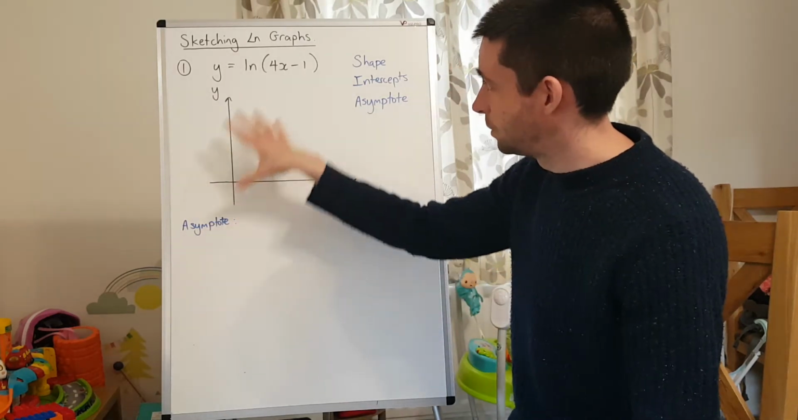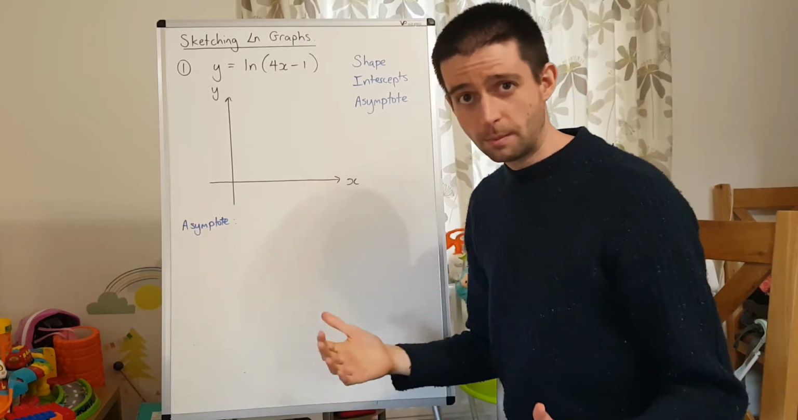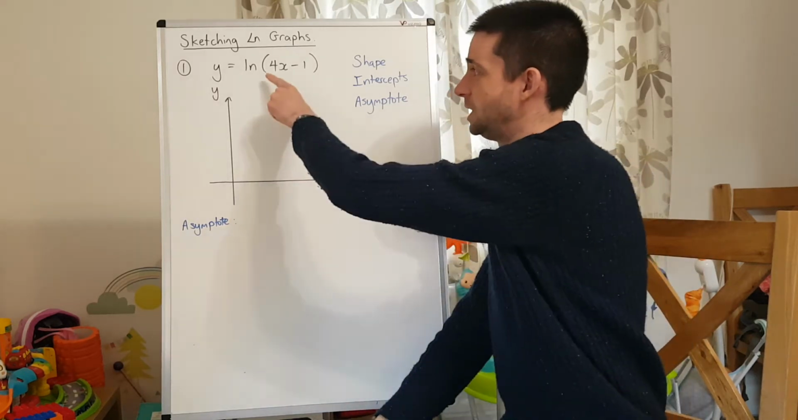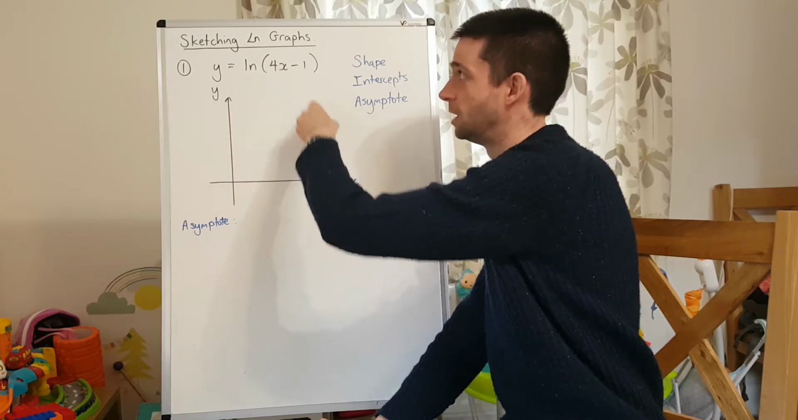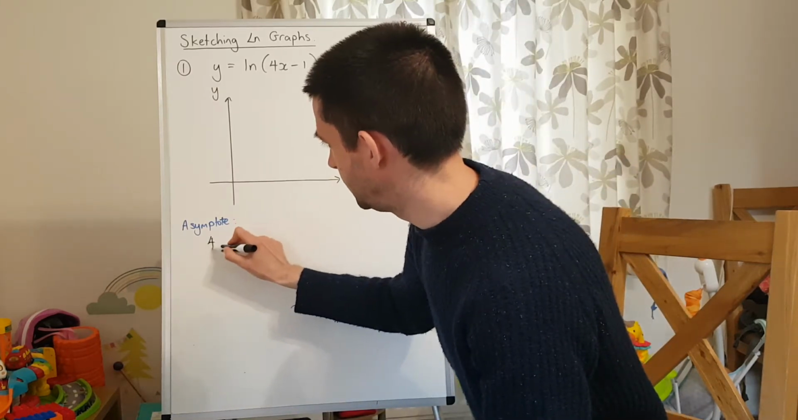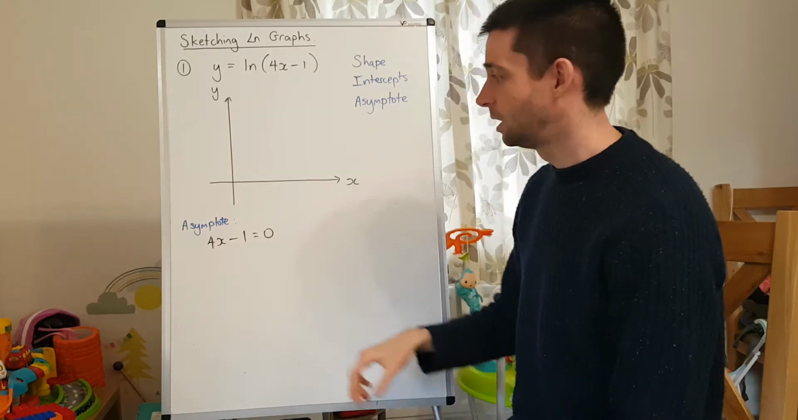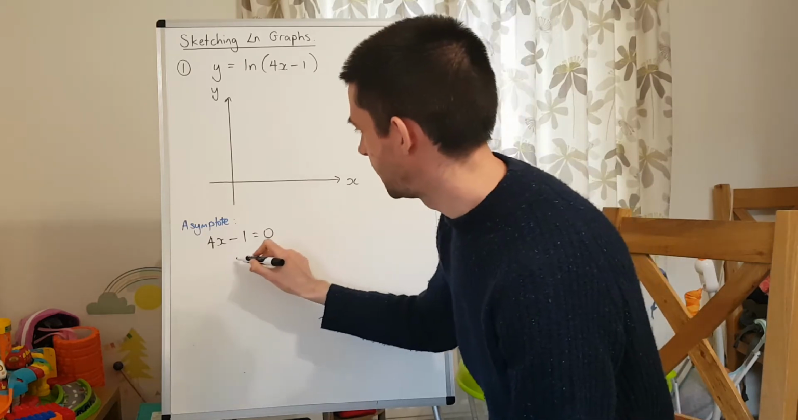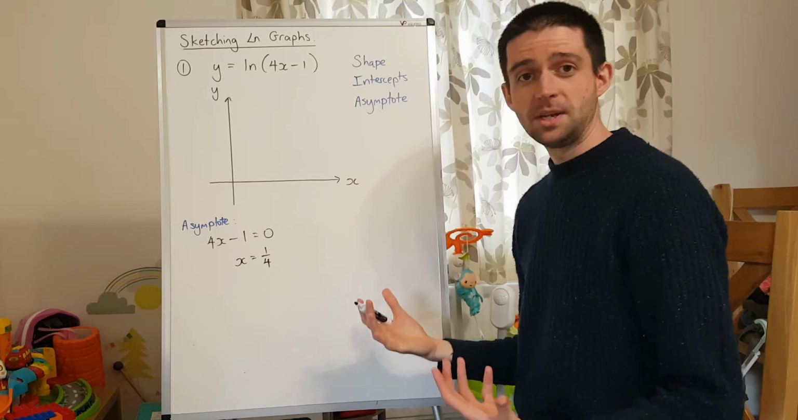What I'm actually going to start with in this one is how to find the equation of the asymptote. Now you'll remember in the introduction to this that we said you cannot ln 0. So what we need to think about is this bracket, 4x minus 1. If that can't equal 0, let's solve it equal to 0, and that's going to tell us what the asymptote is. So 4x minus 1, which is the bit in the bracket, equals 0. If we solve that equation, we get x equals 1/4. And that is the asymptote.